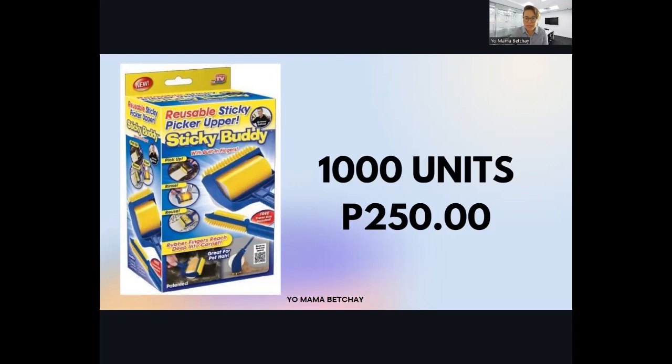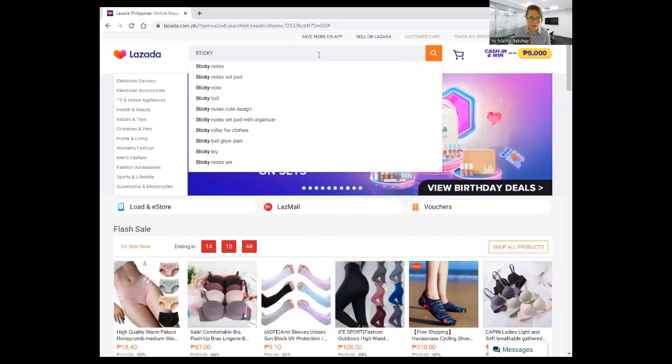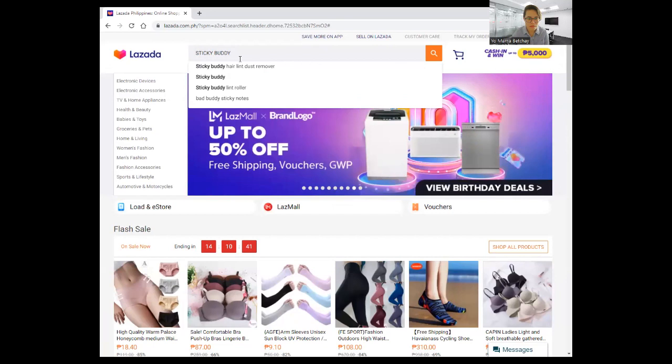So let's take a look at the status of this product sa market. So puntahan lang natin ang website ng Lazada. I will be using once again a desktop for you to see, just to check kung kumusta na nga ba ang status ng product na to sa market. Okay, so we are now at the Lazada page using a desktop. I've pulled up a browser once again and we went to lazada.com.ph. So tingnan natin yung status sa market nitong sticky buddy nitong year na to. Okay, so let's just type there sticky buddy and select nitong option na to.